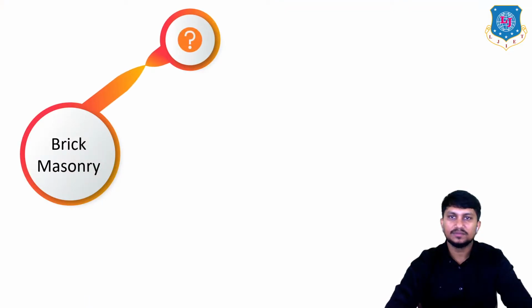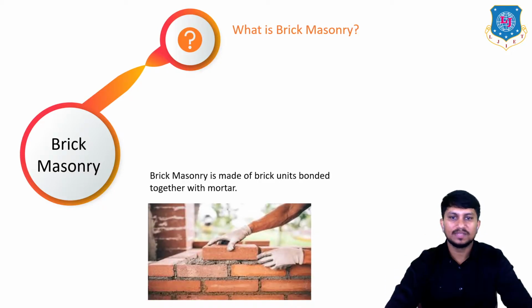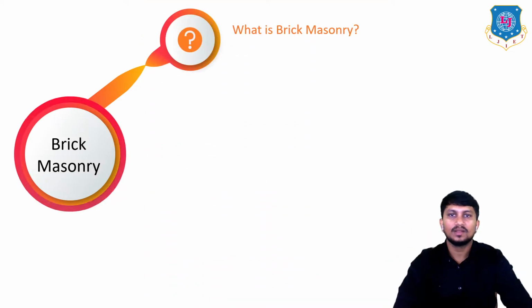In brick masonry, first of all we will see what is brick masonry. This brick masonry is made of brick units bonded together with mortar. You can clearly see how brick masonry looks like.